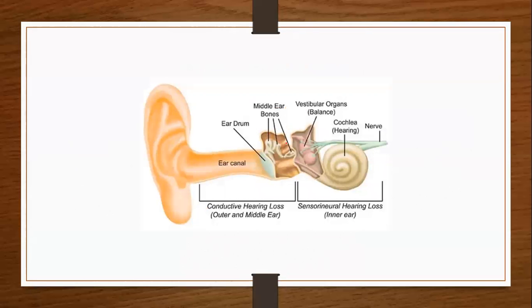Then, this is the picture. In this, we can identify that conductive hearing loss is mainly associated with the outer or external ear and the middle ear.